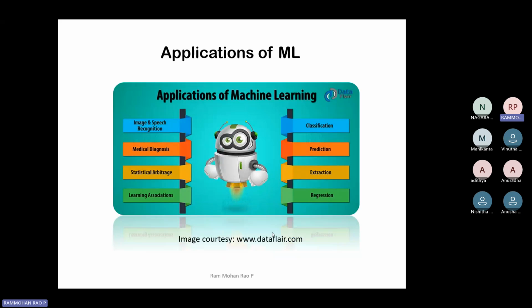Machine learning is applied everywhere, sir. This slide shows the maximum areas where machine learning is widely applied. It is applied in image and speech recognition applications, in medical diagnostics, statistical applications, learning associations. And the various types of problems which can be solved using machine learning are classification, prediction, extraction and regression, right?